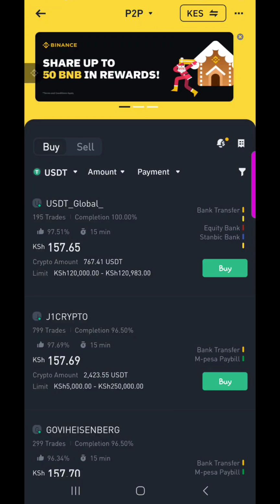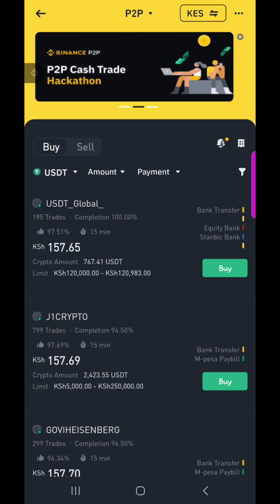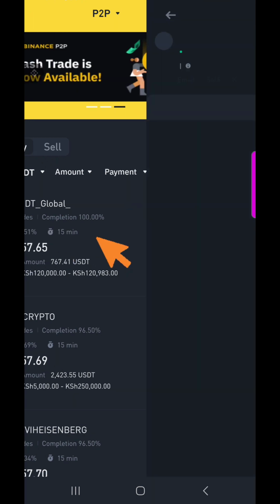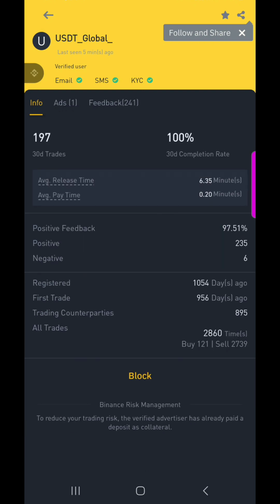How do you pick a P2P merchant to trade with? So we're going to do this. We're going to click on one of these traders here, P2P merchants. Click on that, and then you're going to see various information here. So what are some of the things you should look at?